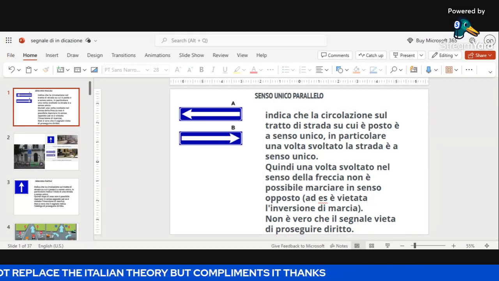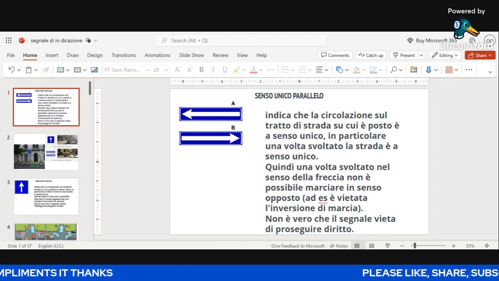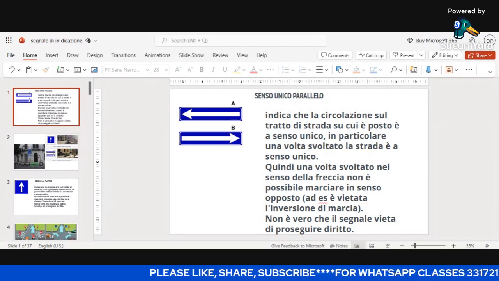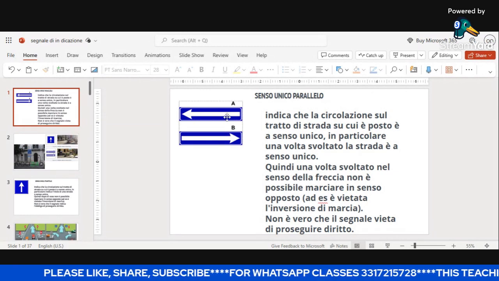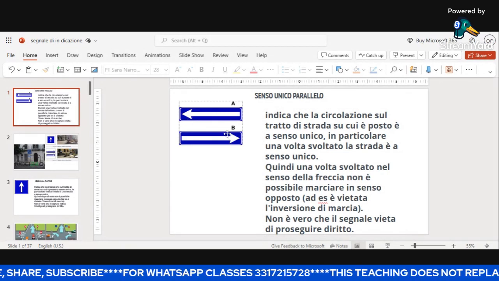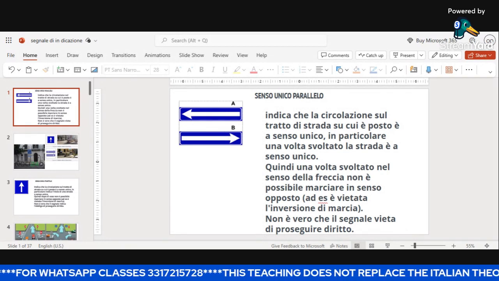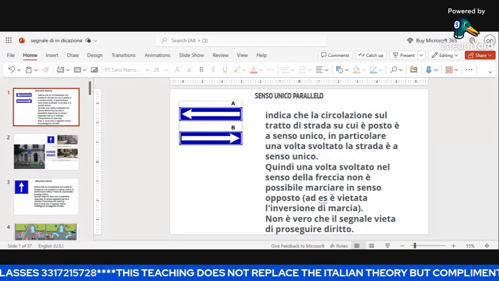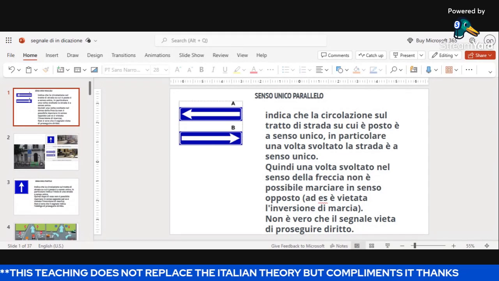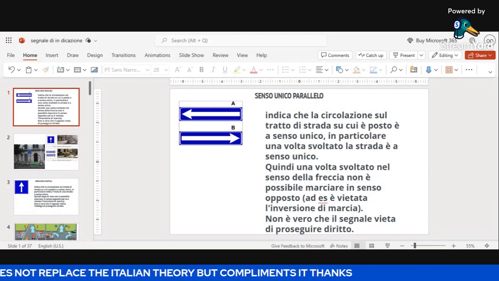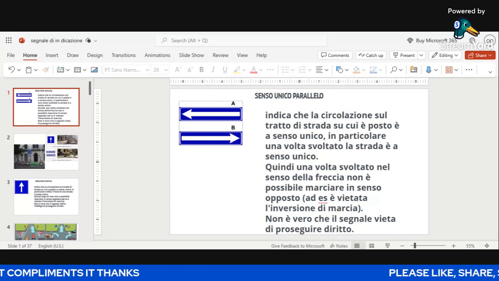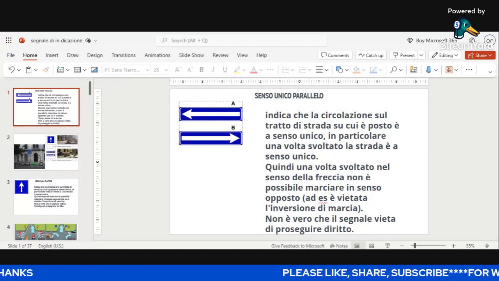Quindi una volta svuotato un senso della freccia, non è possibile marciare in senso opposto. Ad esempio, è vietata invasione di marcia. So using this particular one as an example, if you go for a road and you turn to your left, immediately you turn to your left, it is not possible for you to go senso opposto, meaning you cannot do a U-turn on this type of road. And you will not even see vehicles from the opposite direction. So it is a one-way road. As soon as you take the turn, it is a one-way road.